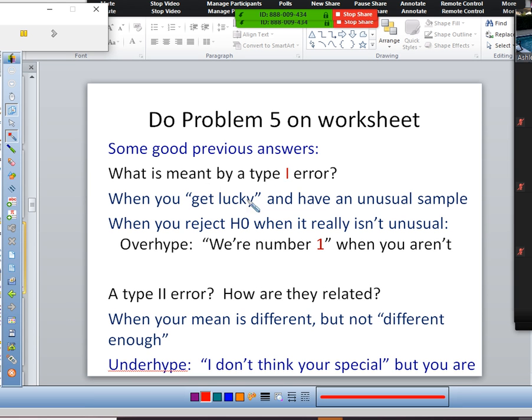Type 1 error is when you get lucky, or maybe say unlucky. Could be when you get unlucky and you just have an unusual sample, right? So you don't realize it, but you just have gotten lucky or unlucky and got an unusual sample. Or when you reject H naught when it really isn't unusual, which is kind of what you guys just said. Type 2 error is, like you said, when you should reject the H naught, but you don't. In other words, it's when your mean is different, but it's not different enough to trigger that unusualness.